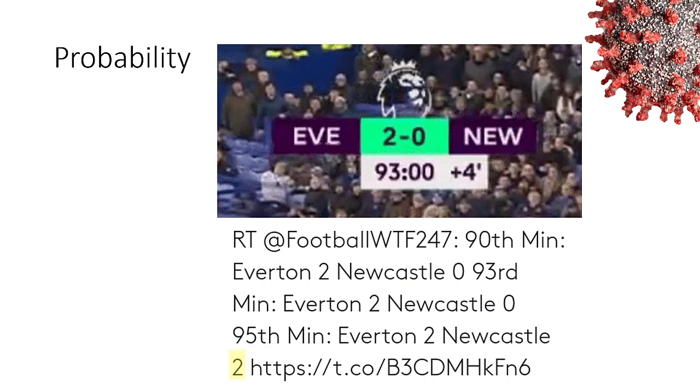If your guess is Everton 2 and Newcastle 2, you are correct. But if you are someone that doesn't follow soccer, you would probably not guess that Newcastle is able to equalize. So probability is a way of saying there is a chance of things happening. Most of us would think that Everton will win this game. Who would have thought that Newcastle will come back and draw the game? But nevertheless, there is a probability of this happening.